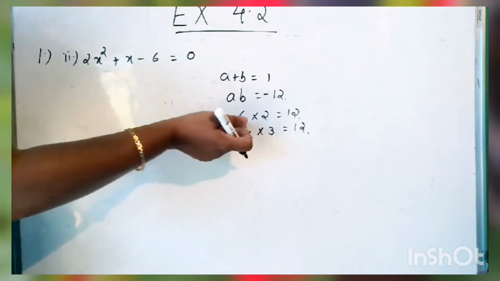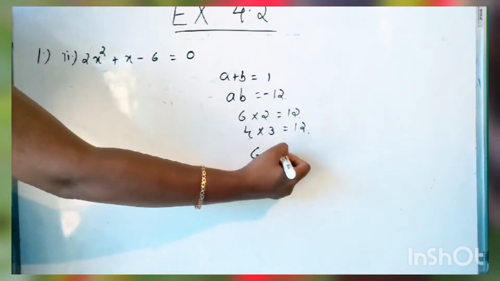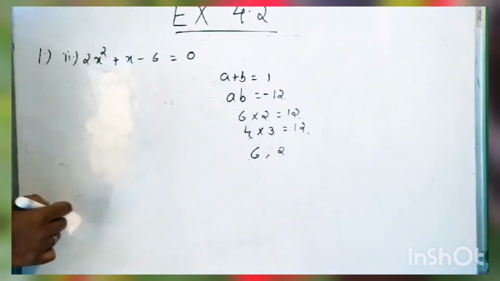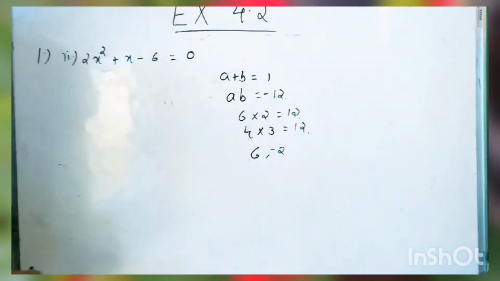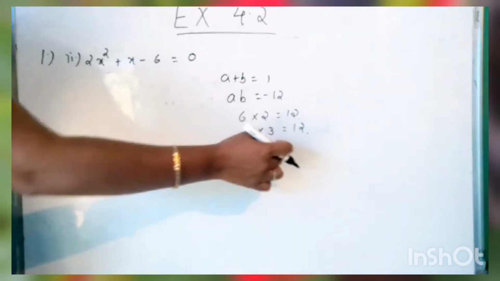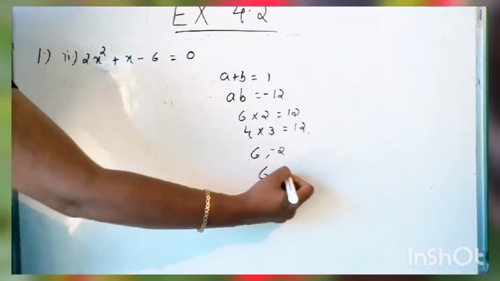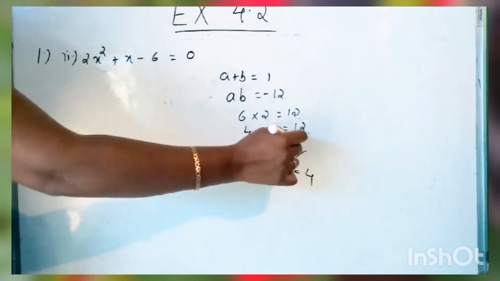Okay. 6 into 2, if you take a and b as 6 and 2, then 6 into 2 is 12. And if you want to get minus 12, as I said, the greatest number should be positive. So I will put negative for 2. So 6 into minus 2 is minus 12. What is 6 minus 2? That is 4, not equal to 1. So this is not possible.